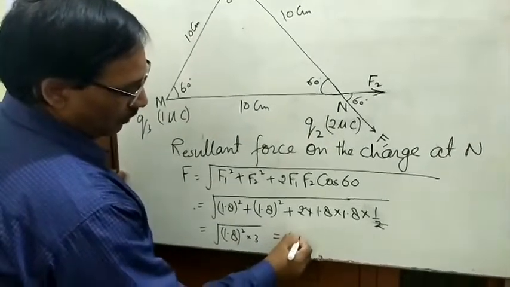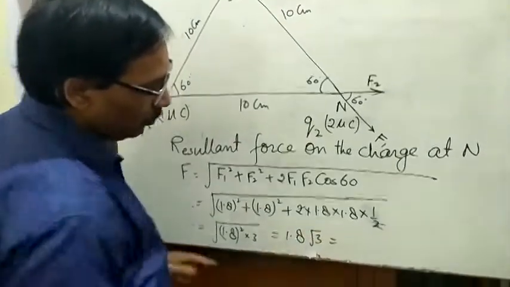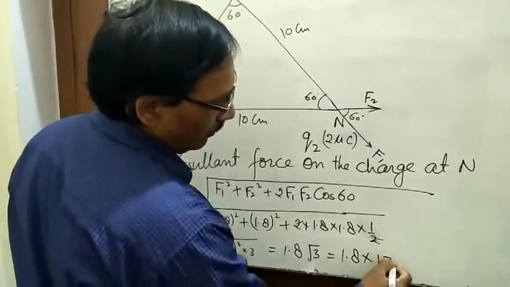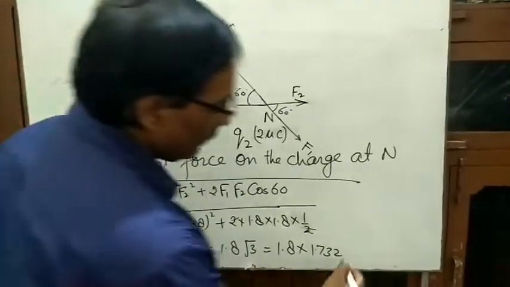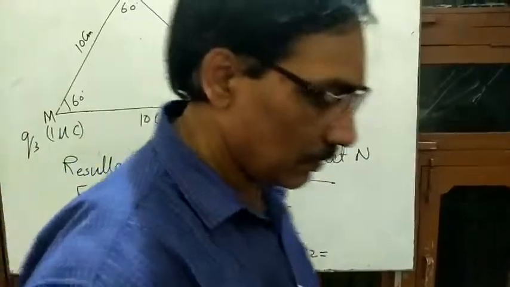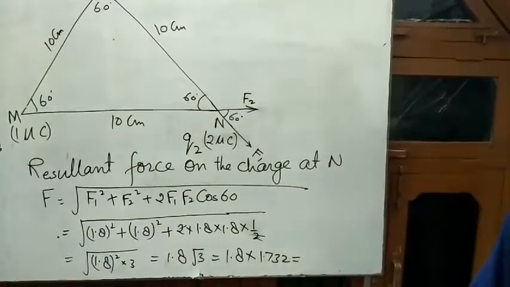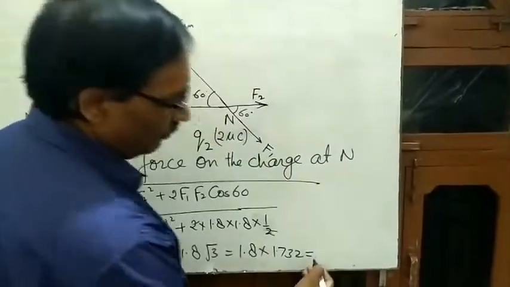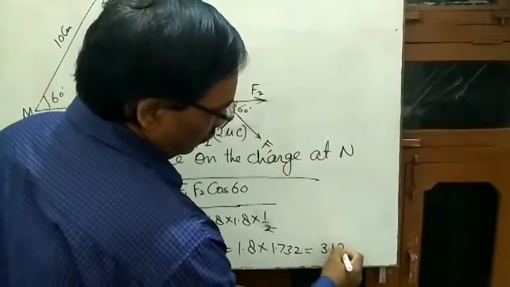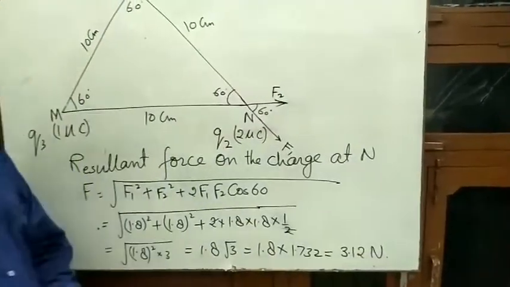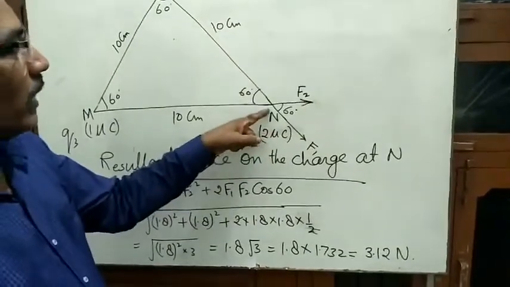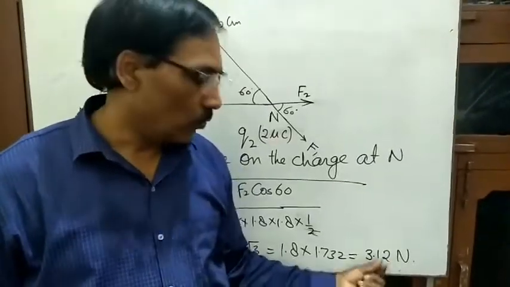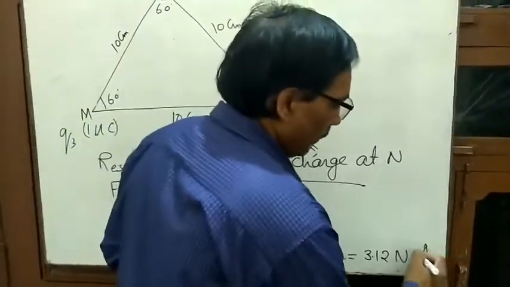And it will be 1.8 root 3. Put the value of root 3. It is 1.8 into 1.732. Now multiply these two. Find the result value. It will come equal to 3.1176, nearly 3.12 Newton. So the resultant force on the charge at point N due to these two charges is 3.12 Newton. This is the answer. Clear?